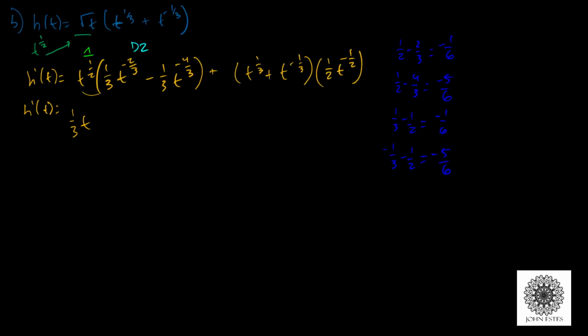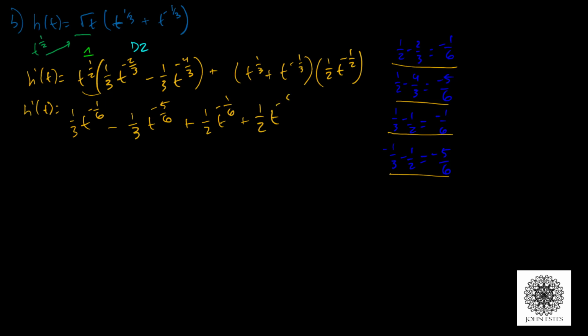Here we have the arithmetic now. I can see, for example, t to the 1/2 times 1/3 t to the negative 2/3, by adding those together, I get 1/3 t to the negative 1/6 power. Then I have a 1/3 t to the 1/2 minus 4/3, that's going to be a negative 5/6 power. Now on the other side, I have a 1/2 t to the 1/3 minus 1/2, that's a negative 1/6 power, plus a 1/2 t to the negative 1/3 minus 1/2, negative 5/6 power.